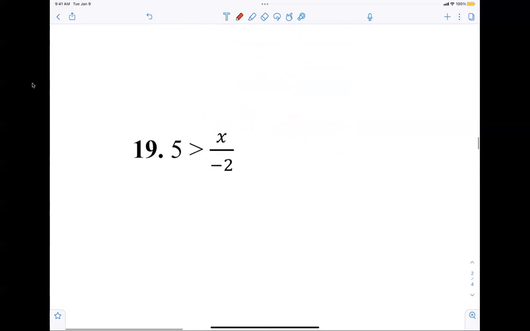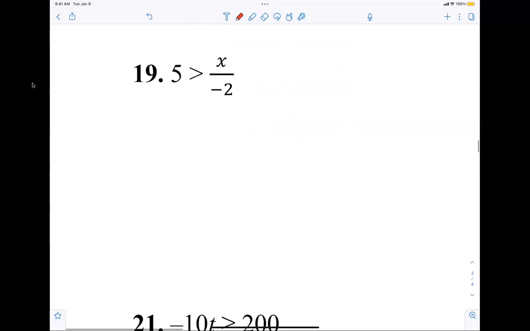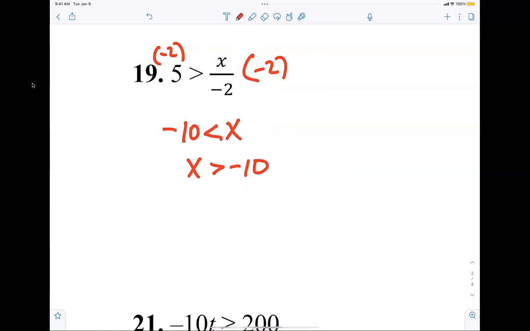All right, Wilson, you're up on 19. You're gonna multiply by what? -2. That is correct. So what's -2 times 5? -10. What happens to the sign? The sign flips, so it's less than x. Yes. But remember, the variable has to be first. So how do I rewrite that? X is greater than -10. Yes, x is greater than -10. Notice we switched it around, so you had to change the sign.